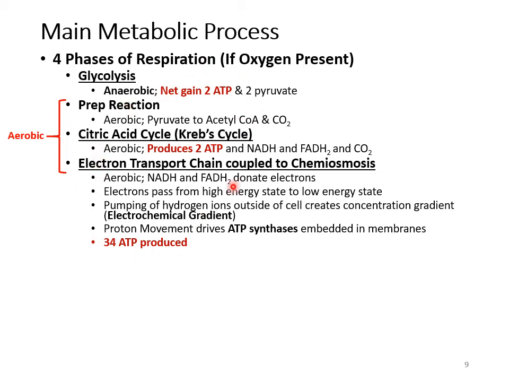That total is 38 if oxygen is present. Now make note that that is if we are talking about a prokaryote, meaning something like bacteria. In a couple of slides, you'll get to see that a eukaryotic total is slightly different. Okay, so prokaryotes, if oxygen's present, can get 38 ATP.